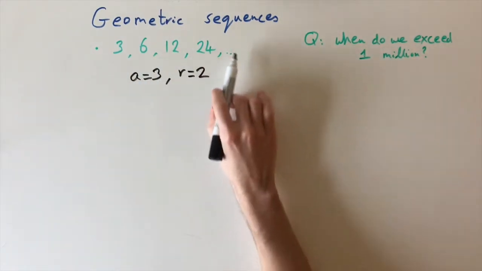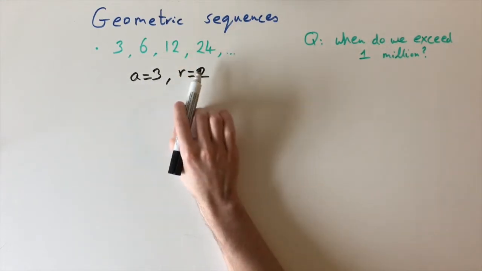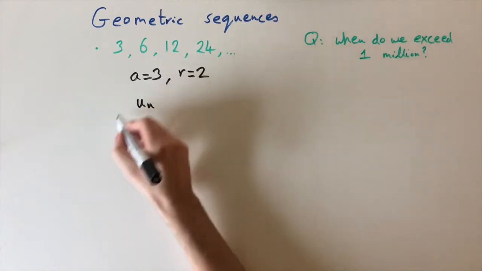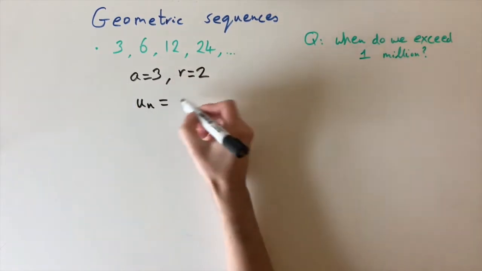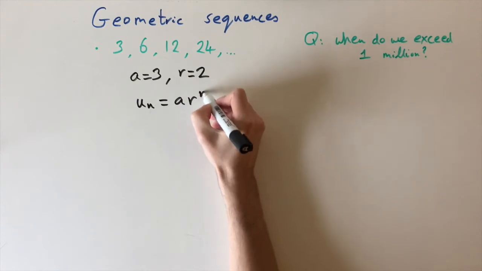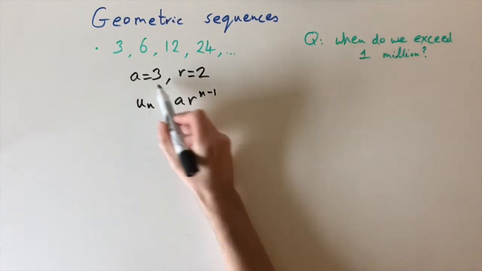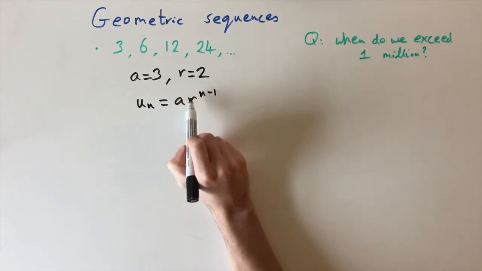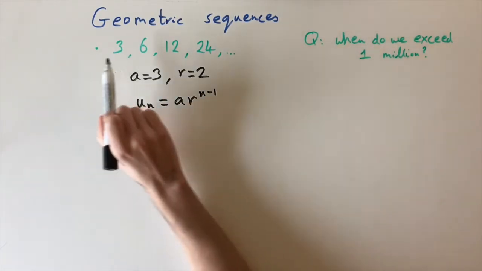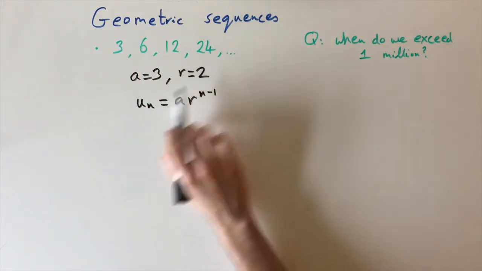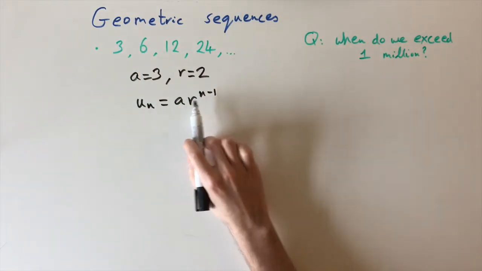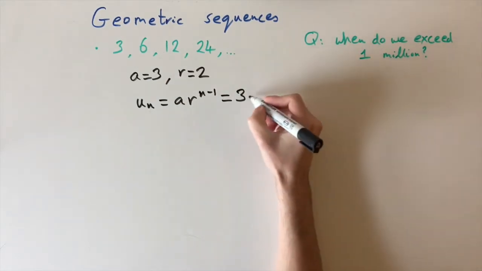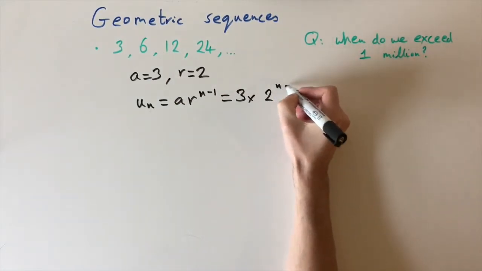And now we need a general formula for the nth term in this sequence. And if you remember, this is given by un for the nth term. This equals a times r to the n minus 1. So a is our initial value, and r is our ratio. And this gives us a formula for the value in the nth slot. So this is the first term, second term, and the nth term is given by this formula. And we've worked out what a and r are, so we can just sub that in. We have 3 times 2 to the power of n minus 1.